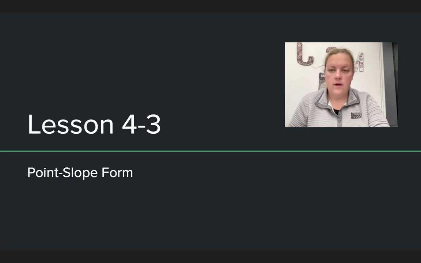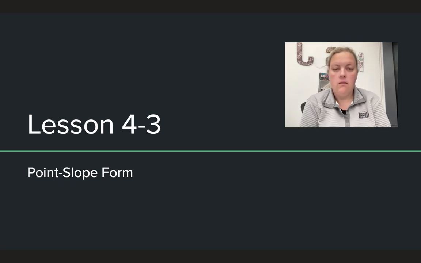In this lesson, we are looking at another way to write equations in slope-intercept form, and this is using a different form of an equation. It's point-slope form, and this is really helpful when you are given a point and you're given a slope and asked to find the slope-intercept form part of an equation. So we're going to go through how to do that in this video.